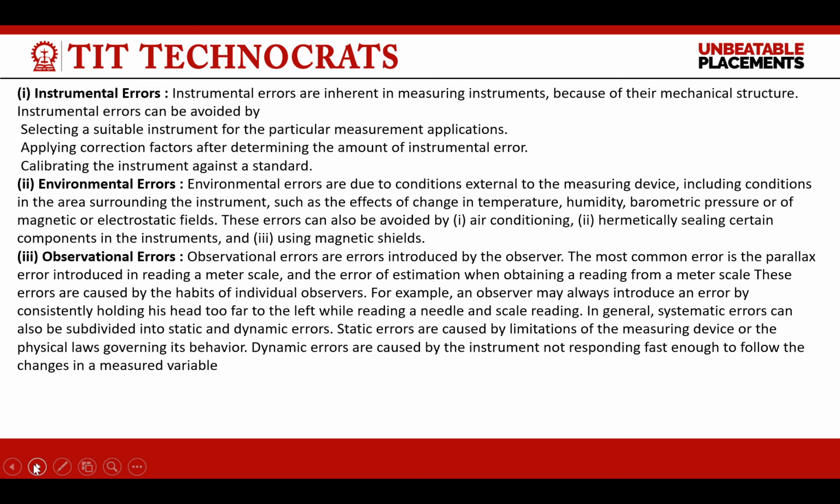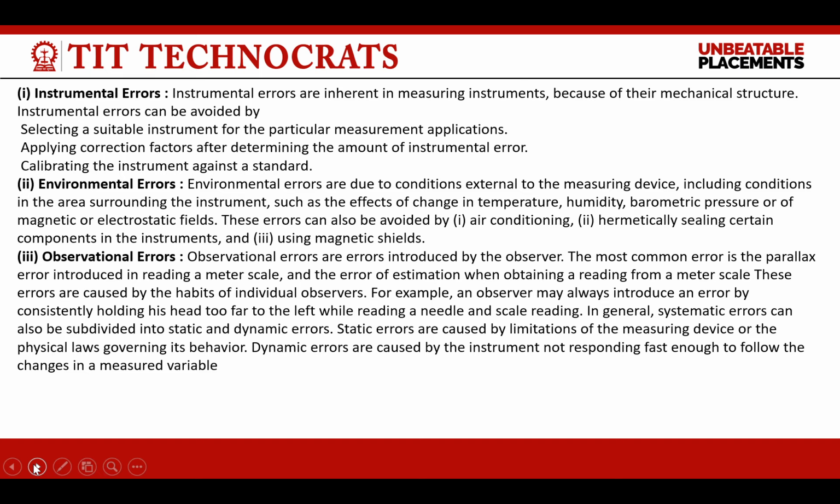The second one is environmental error. It is due to conditions external to the measuring device, including conditions in the area surrounding the instrument, such as the effect of changes in temperature and humidity, or the presence of magnetic or electrostatic fields. These errors can also be avoided by air conditioning, hermetically sealing certain components in the instrument, or using magnetic shields.